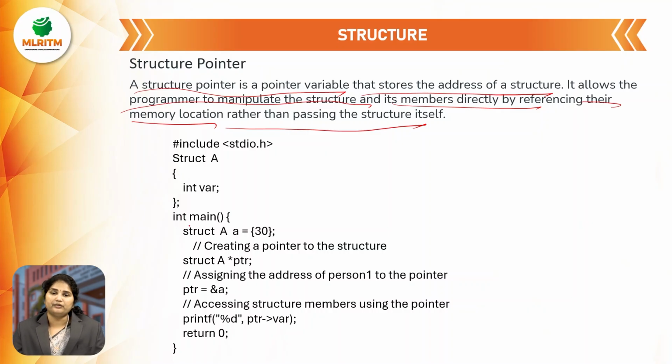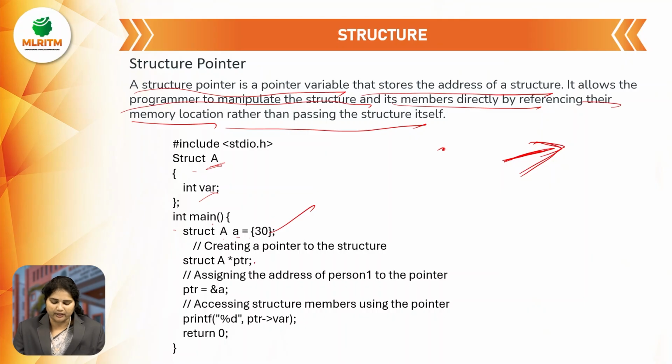And how will we access the structure members by using a pointer? By the arrow. Normally we use the dot operator to access the structure elements. By using pointers we will use the arrow mark. Okay, struct a. Here the structure name is a, int var. In int main, struct a equals 30. We are assigning the value as 30.